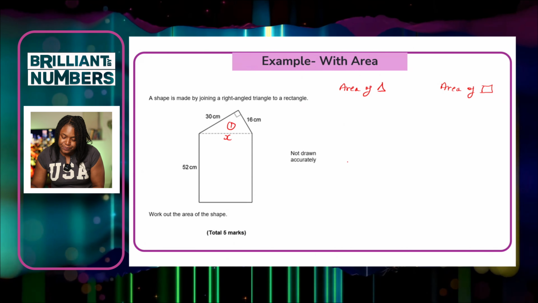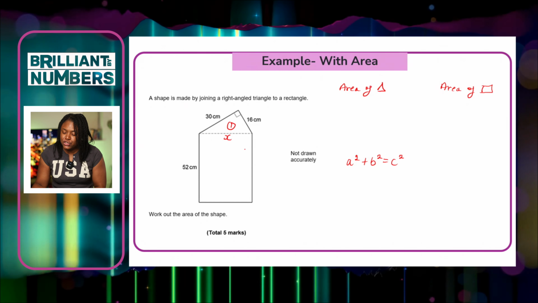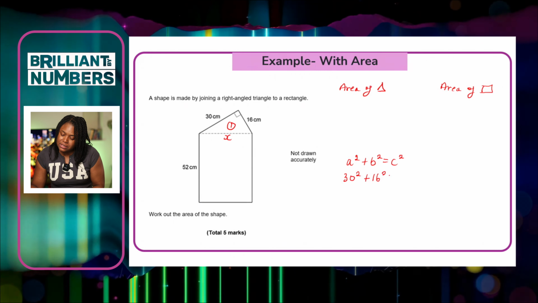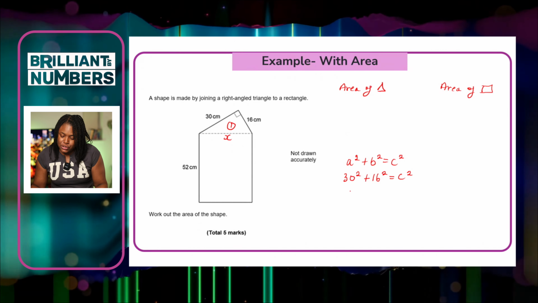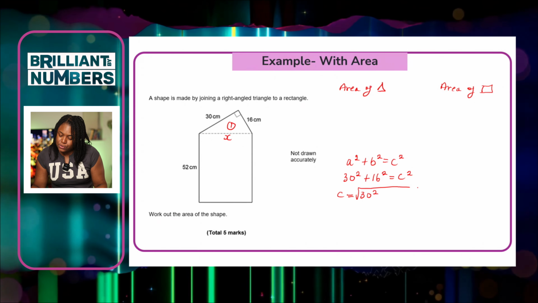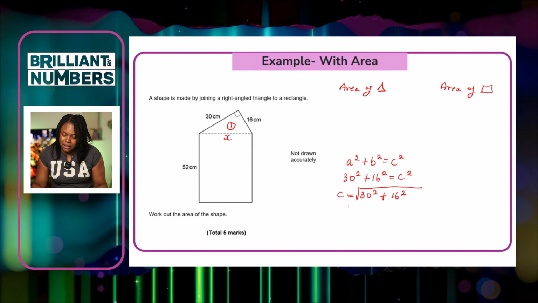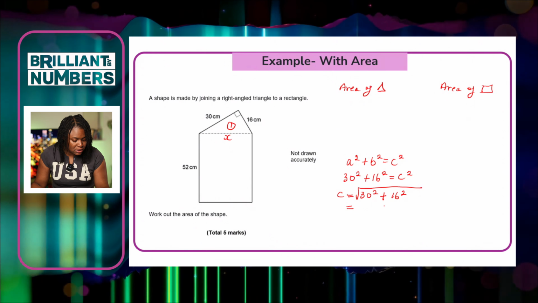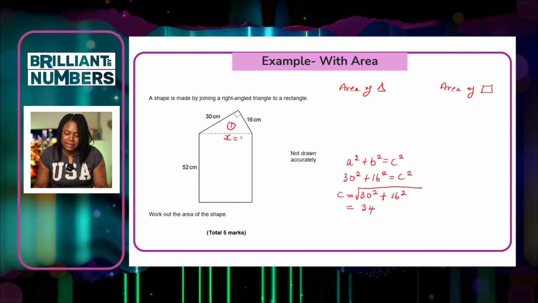So let's go for the formula. A squared plus B squared equals C squared. Since I am finding the hypotenuse, I need to add. So 30 squared plus 16 squared is equal to C squared. I'm just going to put that all into my calculator. So I'm going to write C is equal to the square root of 30 squared plus 16 squared. Put that all in my calculator: square root 30 squared plus 16 squared, that's exactly 34. Absolutely brilliant. So X is 34.